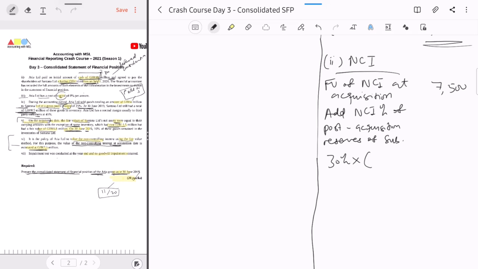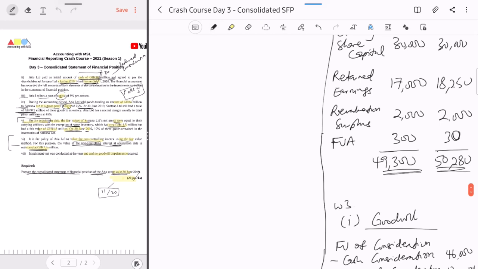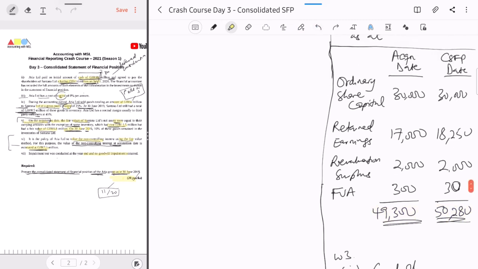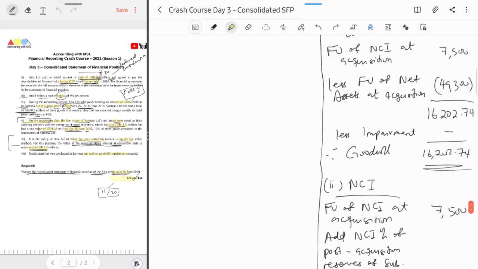So it's going to be 30% of the difference between what? The net asset of the subsidiary. That's all. So it's just going to be 30% of the difference between this figure here and this figure here. That's the year-end CSFP date figure for net asset of the subsidiary and acquisition date. The difference between the two is what will go. So 5280.